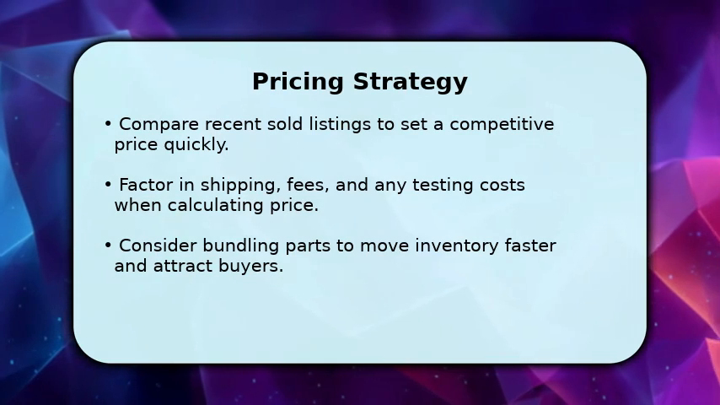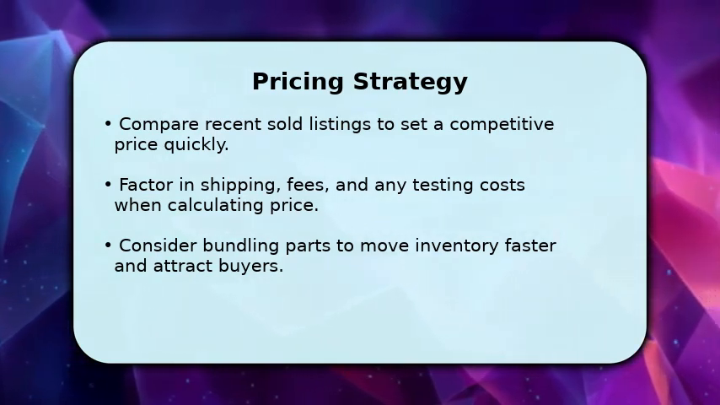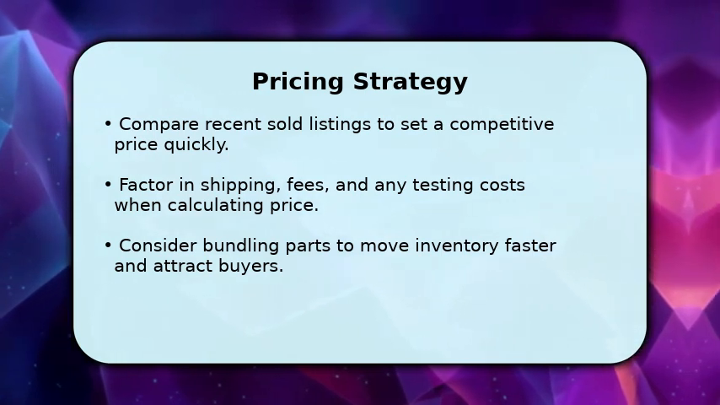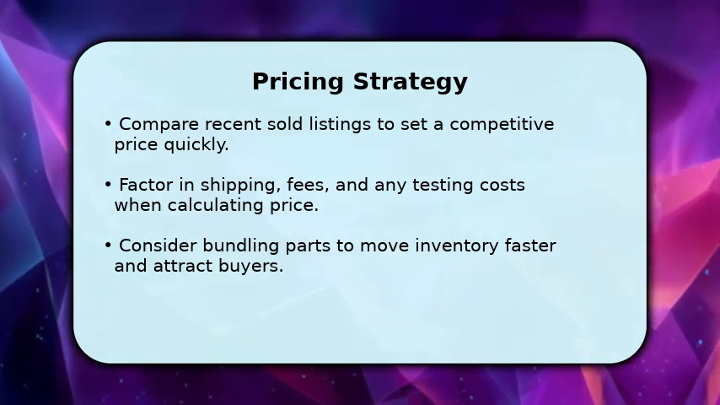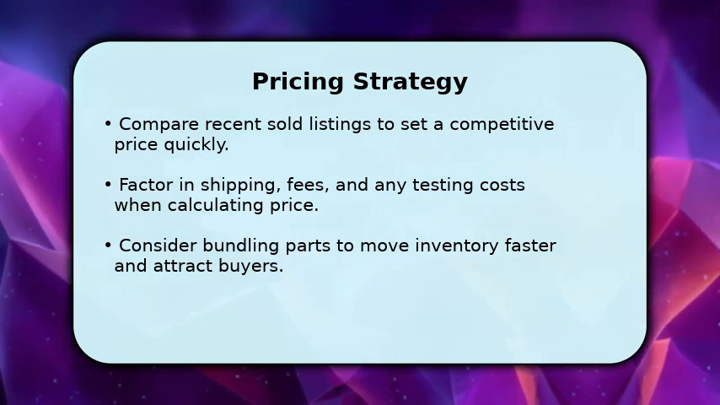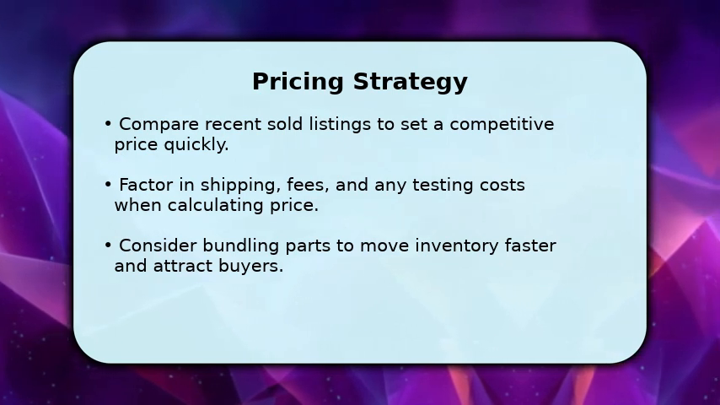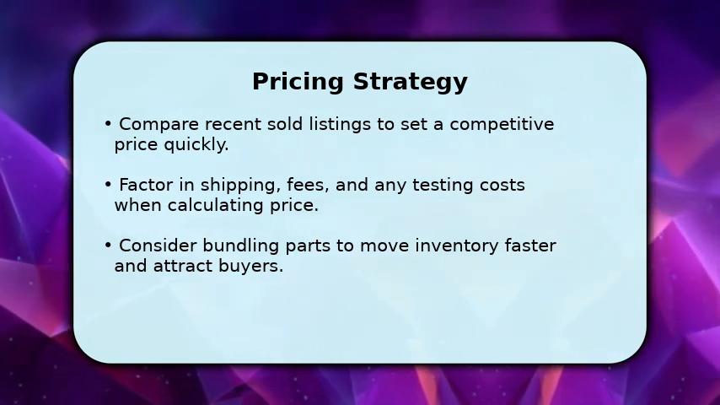Begin by checking sold listings and supply levels to gauge demand, then calculate a price that covers fees, shipping, and a small profit margin. If items are common, consider a slightly lower price or bundle multiple parts to increase perceived value. Offer clear return terms and a brief testing report to justify your price.